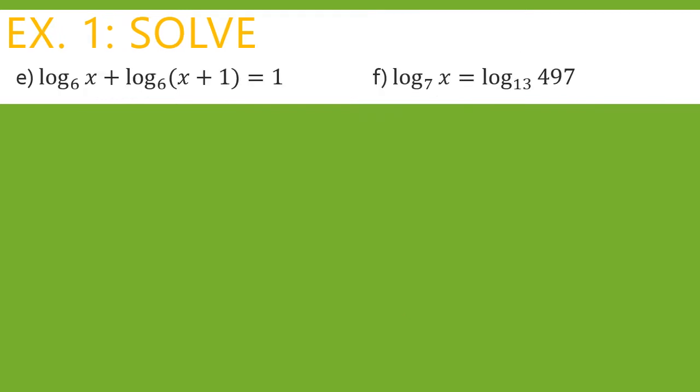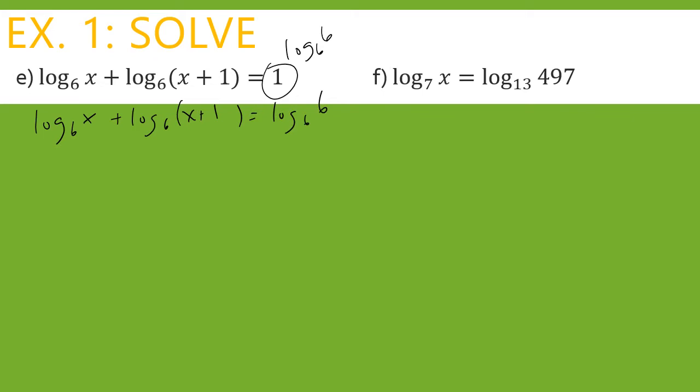E. Looks similar to the one we just did, except it equals 1. We've kind of tackled this before. We want those to all be logarithms. So you have to remember that if I do log in base 6 of 6, that's just 1. So really this boils down to log in base 6 of x plus log in base 6 of x plus 1 equals log in base 6 of 6.